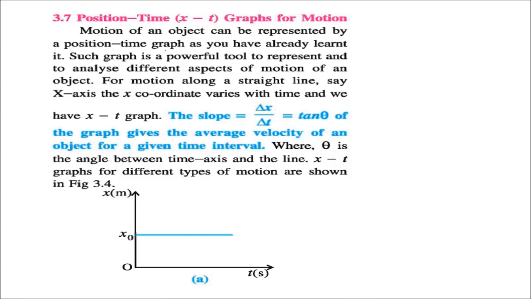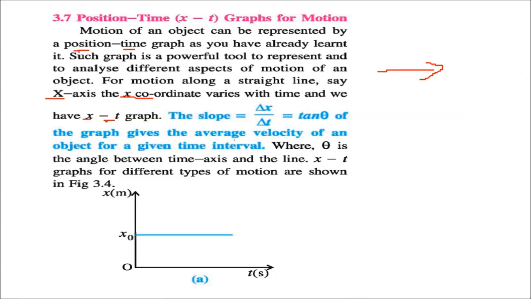Position time graph for motion. Motion of an object, we will represent it by a position time graph. Position is where that object is lying at a certain time, and at some other time where this position is. And it's a very powerful tool in order to represent and analyze different aspects of motion of an object. When we talk about motion along a straight line, we say the x coordinate is varying with time. So we have an xt graph. This is for x coordinate, this is for time.